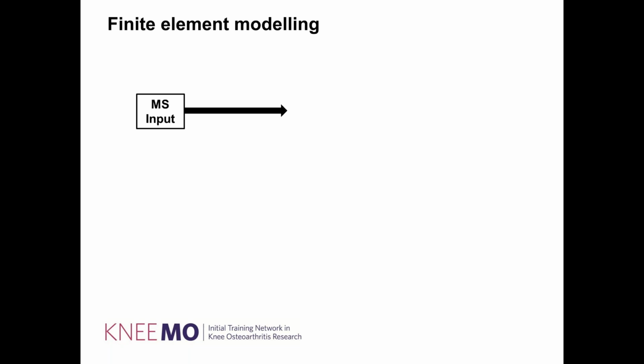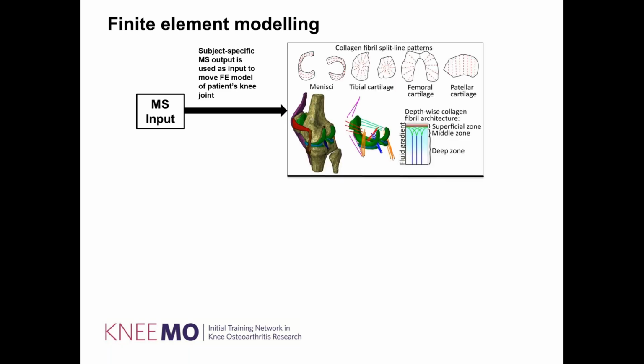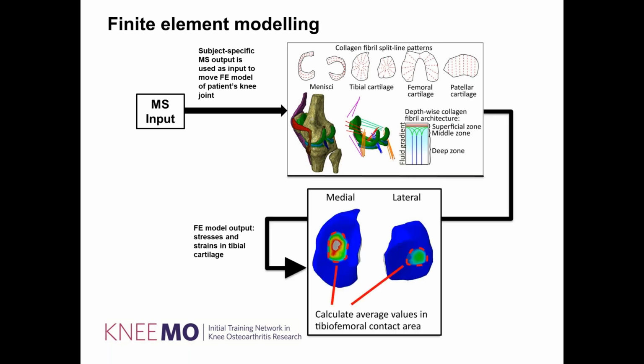So now we have the MS input, which we use to drive the knee. And what we get as an output is this distribution of forces, I mean stresses and strains on the cartilage surface, but also in the deep tissues. Although for this study we only studied the surface stresses and strains, because, well, there was a lot of data, and this time we only focused on the surface.